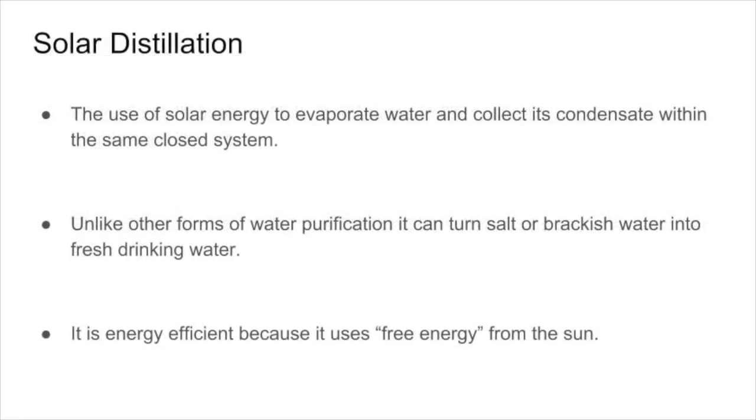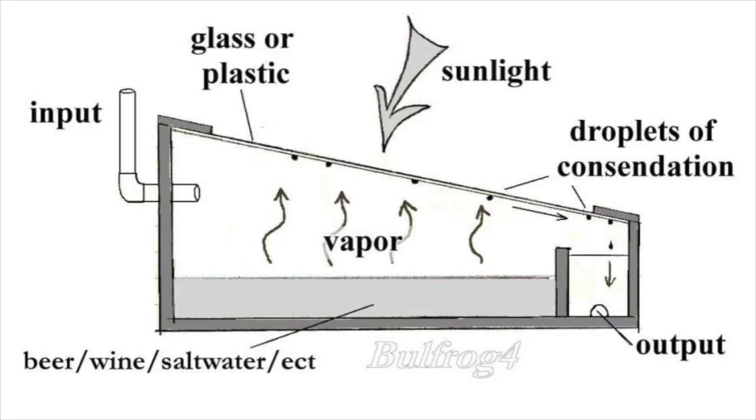Solar distillation is the use of solar energy to evaporate water and collect its condensate from within the same closed system. Unlike other forms of water purification, it can turn salt or brackish water into fresh drinking water. It is energy efficient because it uses free energy from the sun.